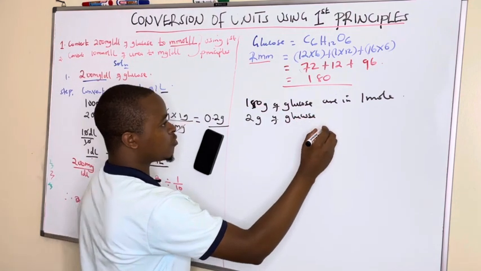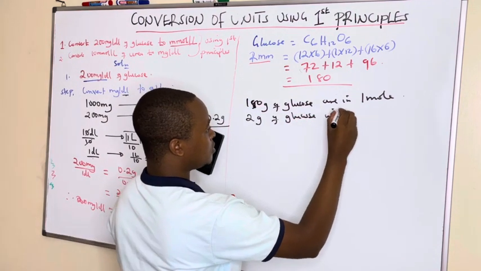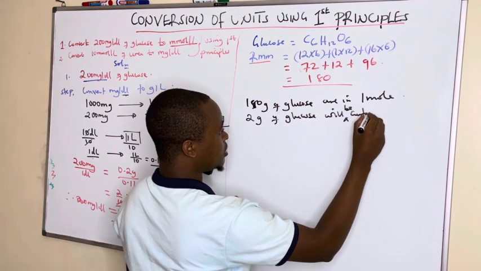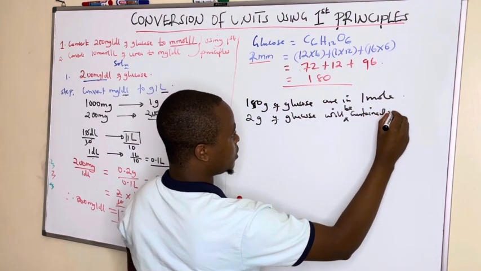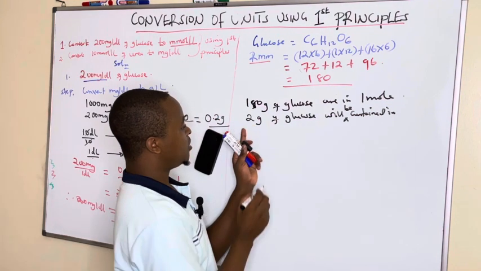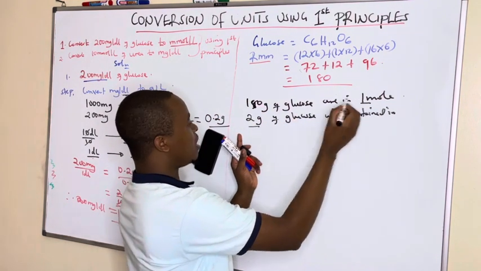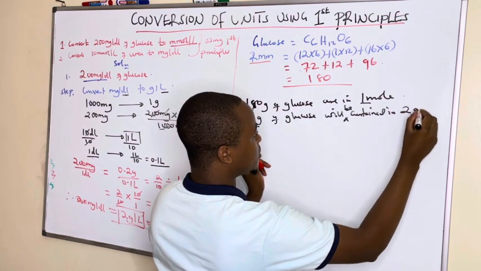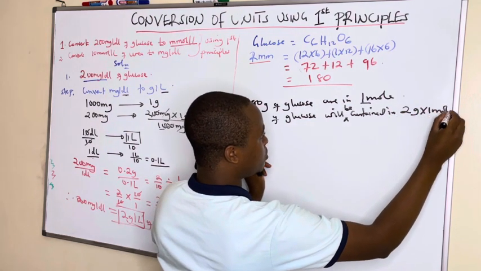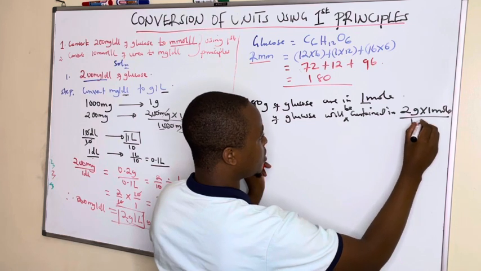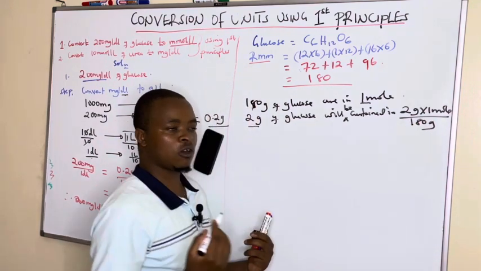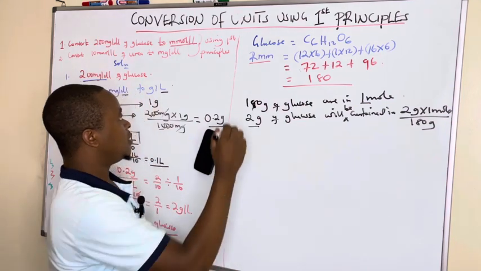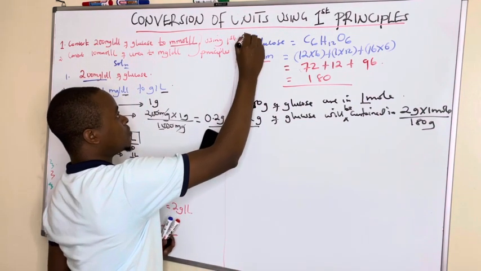So the 2 grams of glucose will be contained in, then we cross multiply, whereby this 2 is going to multiply with 1 mole, then divided by 180, which is 2 grams times 1 mole, you divide by 180 grams. Please always maintain the units. Always maintain the units. And this was step 2.